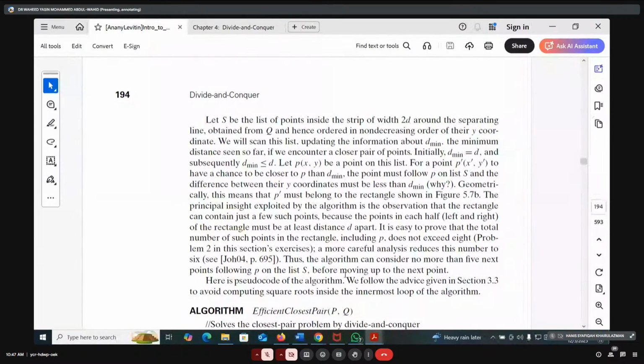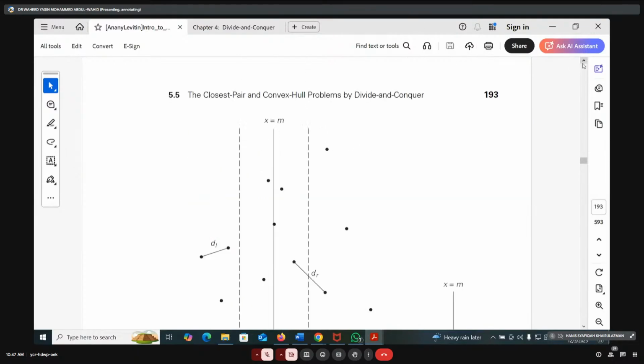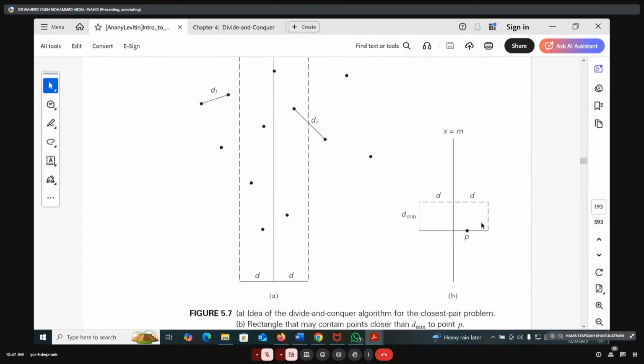Thus the algorithm can consider no more than 5 next points. Why did he say 5? He said there are only 6 points around the rectangle: 1, 2, 3, 4, 5, 6. That's why he said we'll compare with 5 points: 1, 2, 3, 4, 5.